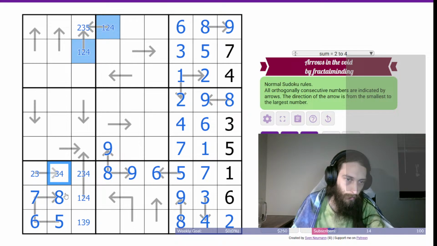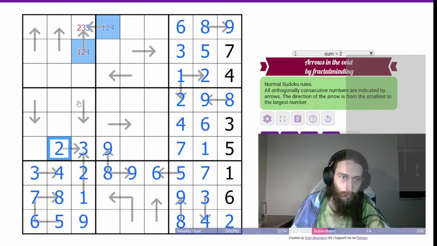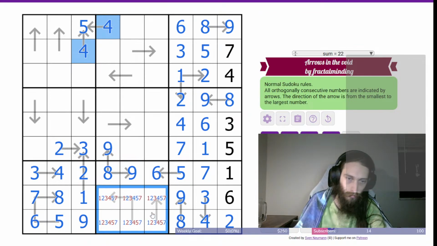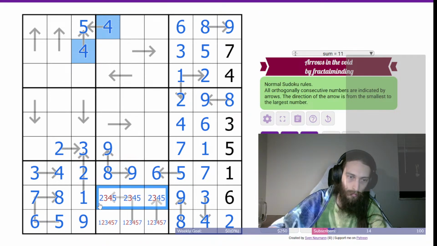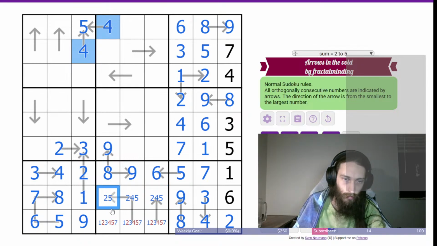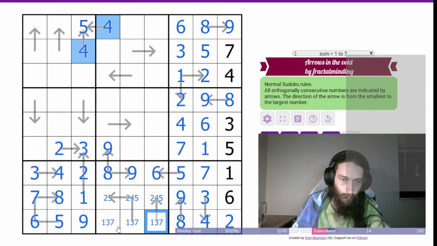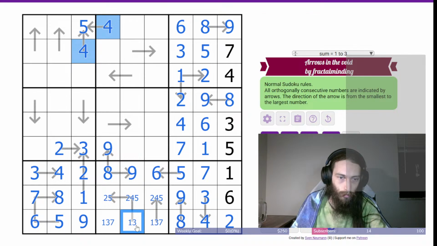That can't be a 4, that can't be a 2. 2, 3, 4. So that's a 1, this is a 9. It has to be a 2, 3, 4, 3, 2. Pair of 4s and a 5. 8, 9, 6. 1, 7, 3. Not a 4. 2, 4, 5. 2, 4, 5. 2, 4, 5. 7 doesn't work.